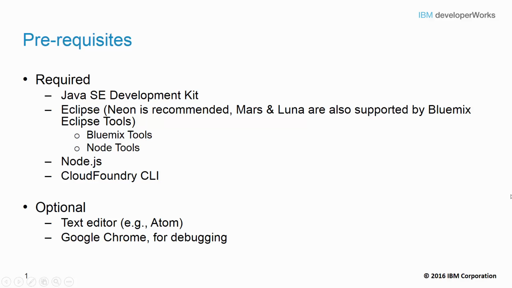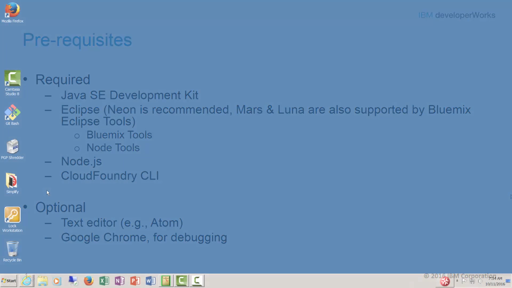Mars and Luna are also supported by the Bluemix Eclipse tools. The Bluemix tools for Eclipse and the Node tools for Eclipse. We'll also install Nodejs and the Cloud Foundry CLI. And then we'll finish off by downloading and installing a text editor, Atom, and also Google Chrome that can be used for debugging Node.js applications.